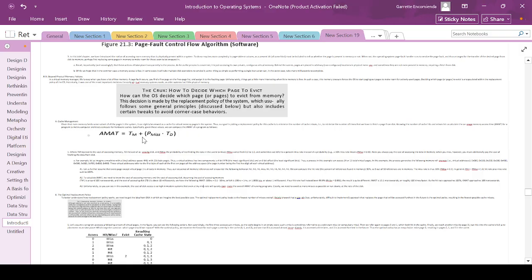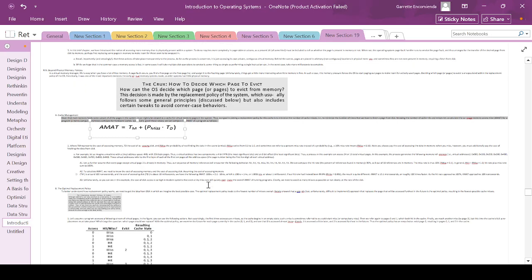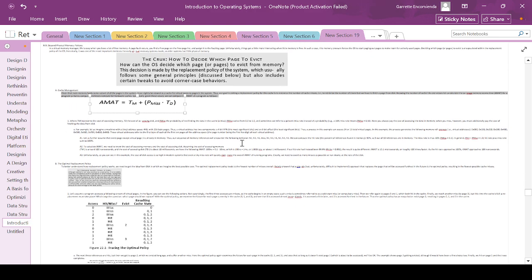It's an interesting topic to learn from because it also tackles algorithms, kind of like the scheduling part. So we will discuss cache management. To understand this, we need to understand cache management. Given that main memory holds some subset of all the pages in the system, it can rightly be viewed as a cache for virtual memory pages in the system. Thus, our goal is picking a replacement policy for this cache to minimize the number of cache misses, i.e., to minimize the number of times that we have to fetch a page from disk.